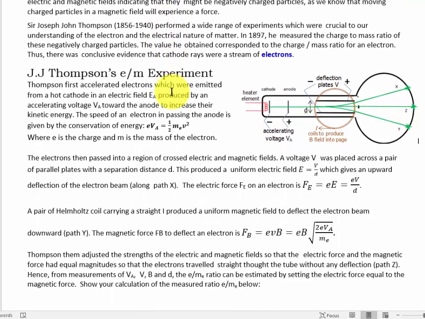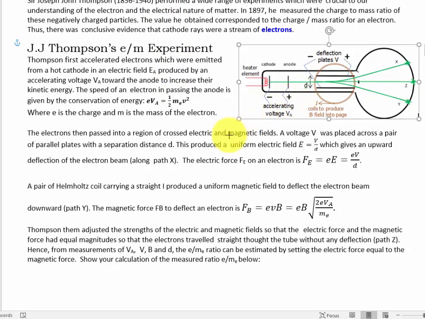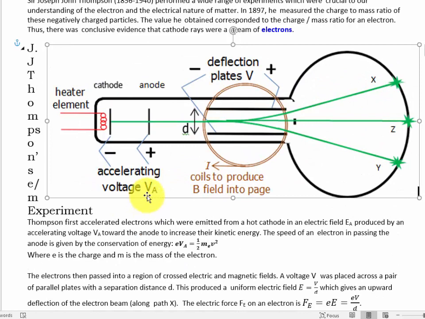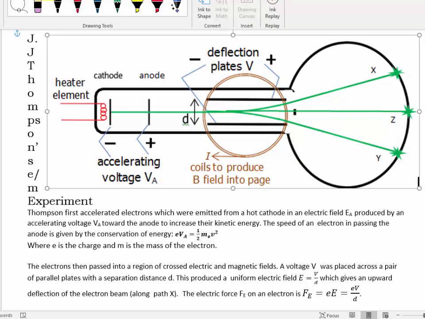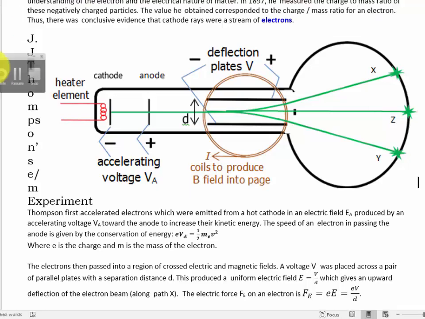So what he did was he had this little experiment, and I'm going to make this a little bit bigger, where we had this tube, called a cathode ray tube, and a heater element. You get that really hot, and electrons hop off of the cathode, and then they are accelerated through some accelerating voltage such that they achieve some velocity. We can say that the work that was done to them is equal to the kinetic energy that they gain.